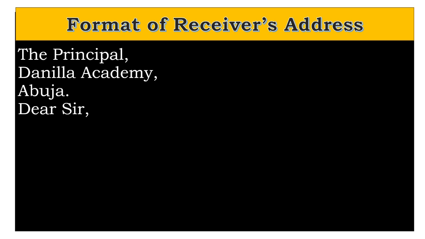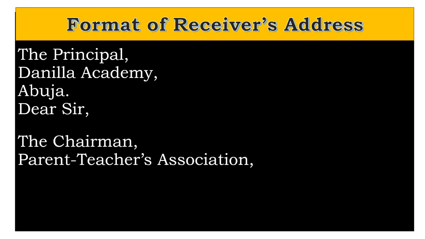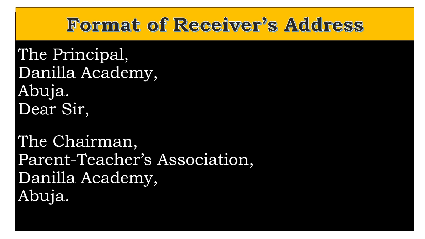I put this dear sir here to show you that you are not supposed to skip any line after the receiver's address before you put the salutation. If you are writing to the chairman, write the chairman, and then the chairman of what or of where. In this case, Parents Teachers Association. Parents Teachers Association is always found in a particular school. Put the name of the school there, Daniela Academy. And where is the location? Abuja. Then you write the salutation, dear sir.